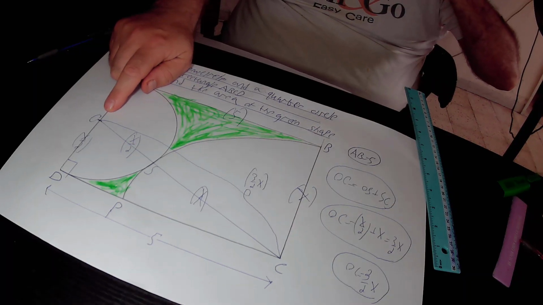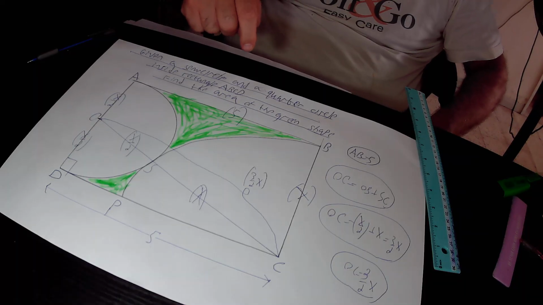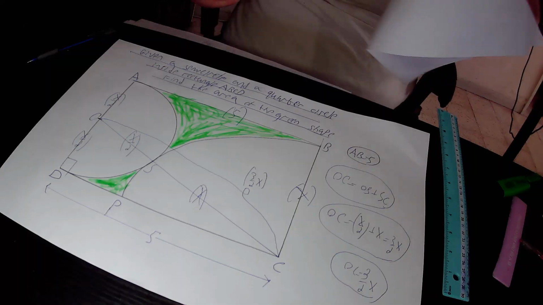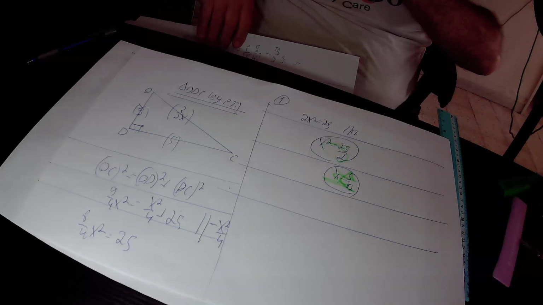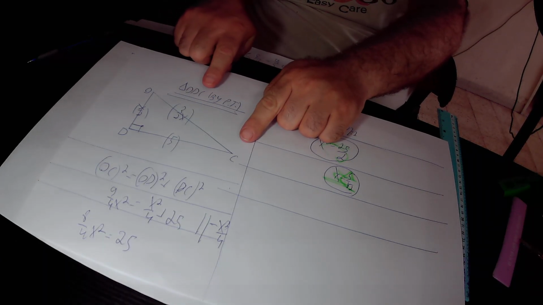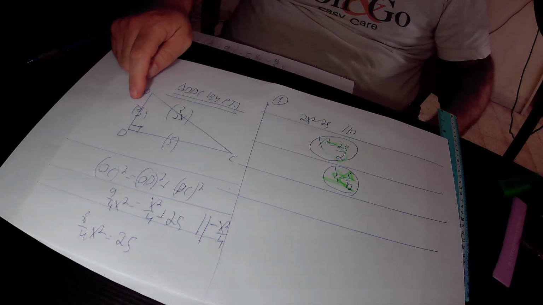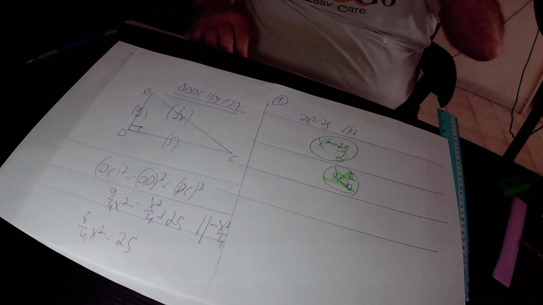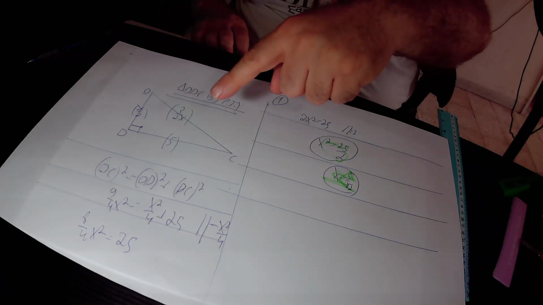In the next step, I copied the right triangle ODC onto a new page and implemented the Pythagorean theorem on this right triangle ODC. We just found out that the hypotenuse OC equals 3 over 2 times x units in its length, OD equals x over 2, and DC equals 5. So according to the Pythagorean theorem, in this right triangle ODC, OC squared, that is the square of the hypotenuse, must be equal to OD squared plus DC squared.